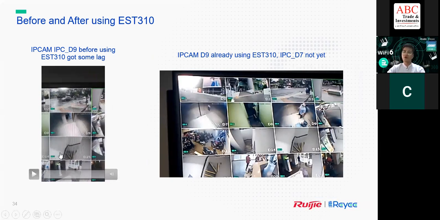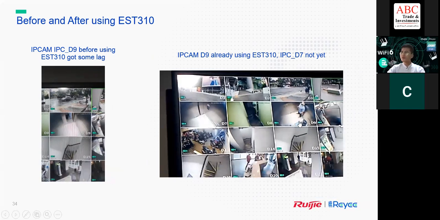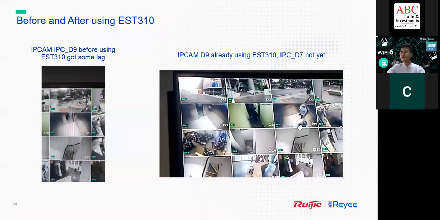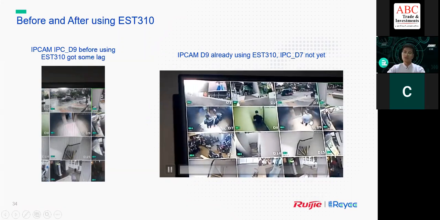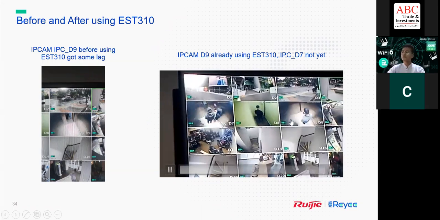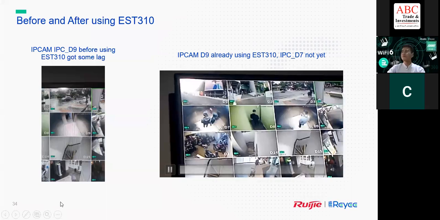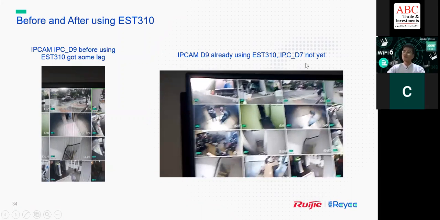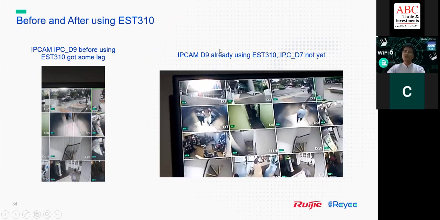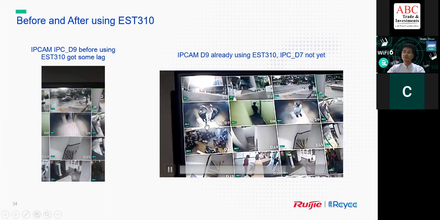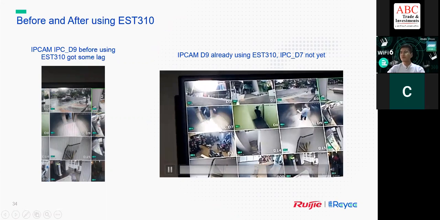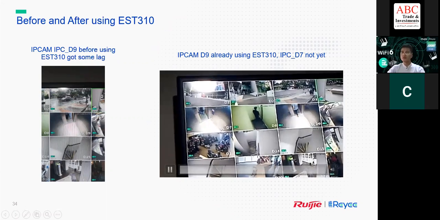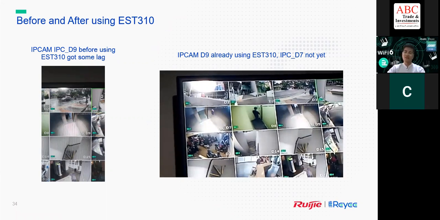Okay, this is before using our devices. And here, this is after using our devices. You can see D9 is not lagging anymore. Every single second we can monitor what they are doing inside the elevator, so this is really good for security. Here we are not mentioning the D7, because we already set it for the D9 elevator, but not for the D7. As you can see, we have a D7 here, but D9 is so smooth after using our product. So this is one of the success cases for the elevator.